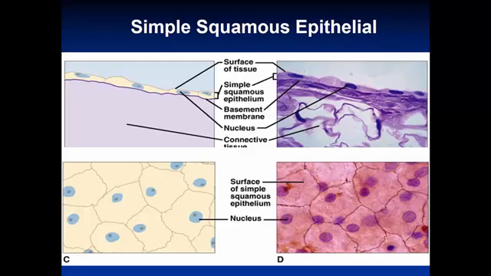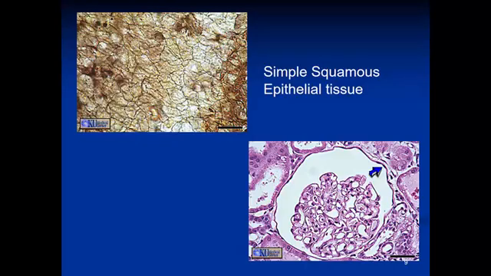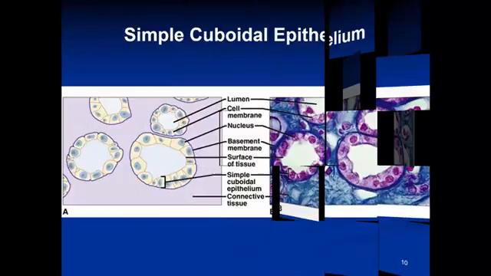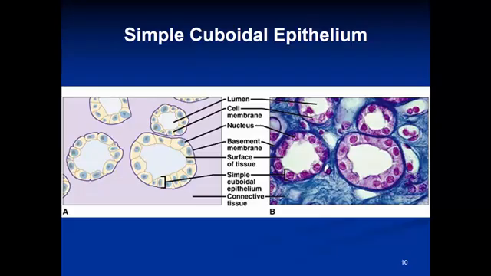Here's a look at it from the face down point of view. Simple squamous epithelial tissue, again looking at it from above, and here in the bottom right diagram lining a kidney glomerulus. Simple cuboidal epithelium is found in tubes like that in your kidneys, also in the ovaries, the ducts in your ovaries, salivary glands, pancreas, and liver.